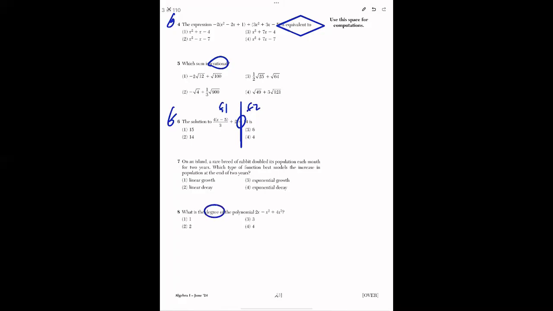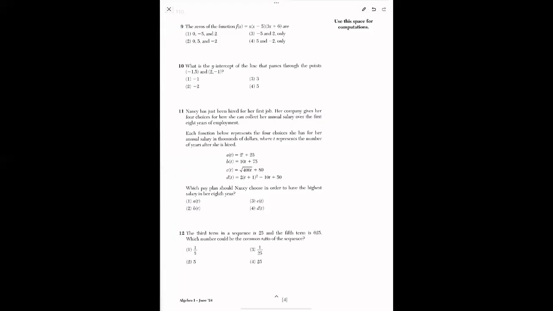But basically, you have to know what degree is. And all it means is highest exponent. Let's keep going. This one, you can definitely graph this one. It has an equal sign. It's a function graph. You're looking for the y-intercept of a line.